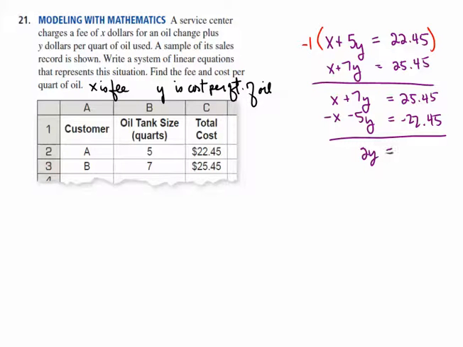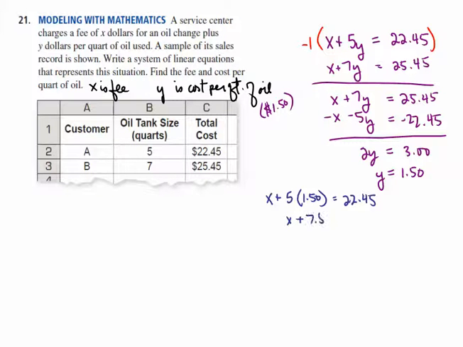2y is equal to $3, which means y is equal to $1.50. So that means the cost per quart of oil is $1.50. Now, we're going to use that value, substitute it into the first equation. When we do, we get x plus 5 times $1.50 is equal to $22.45. 5 times $1.50 is $7.50.